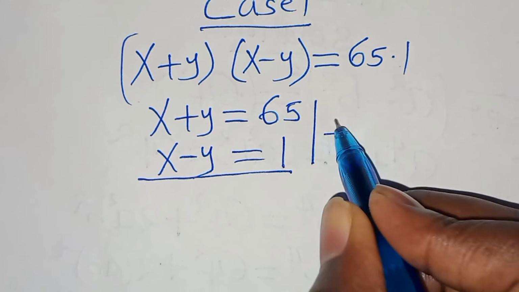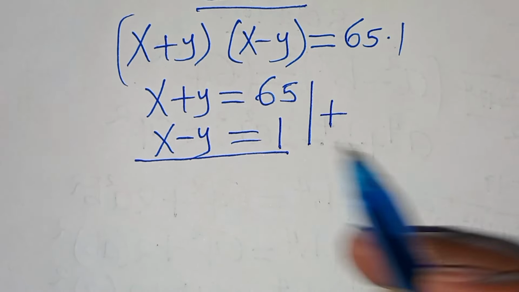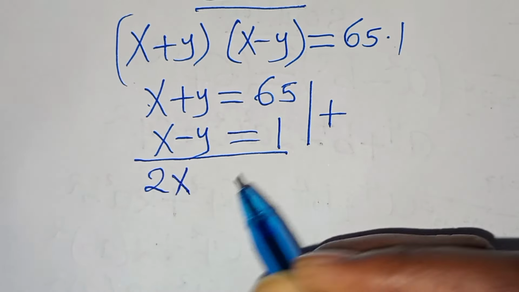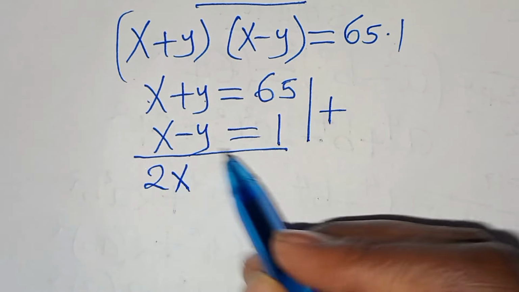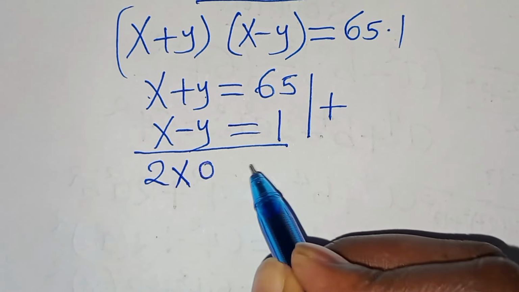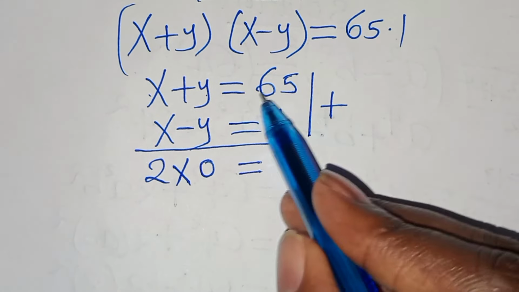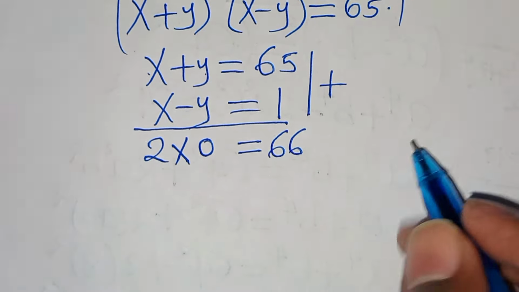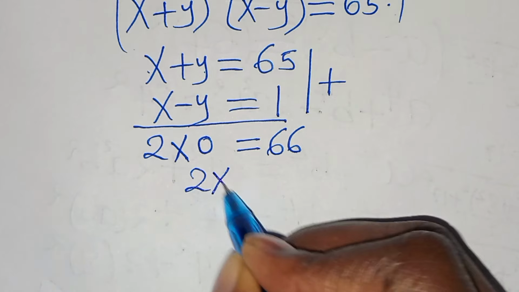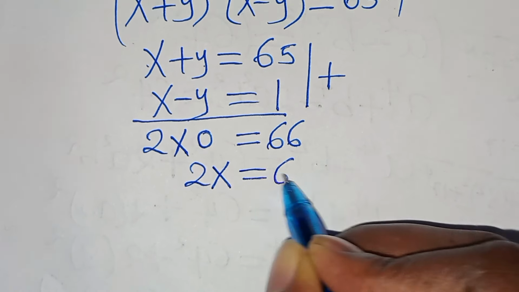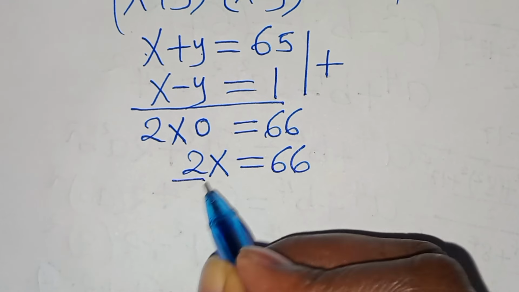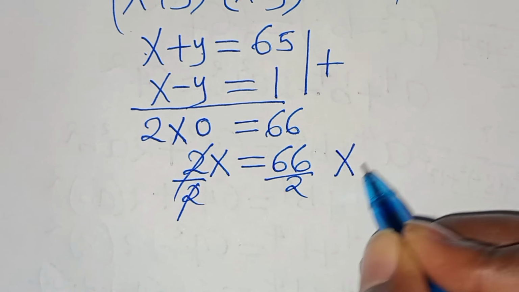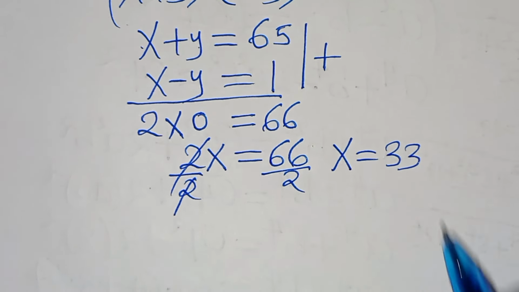So we have x plus x, which is equal to 2x. Then y plus minus y simplifies to zero. Then 65 plus 1 is equal to 66. So we have 2x equal to 66. Let's divide both sides by 2, and this implies that x is equal to 33.